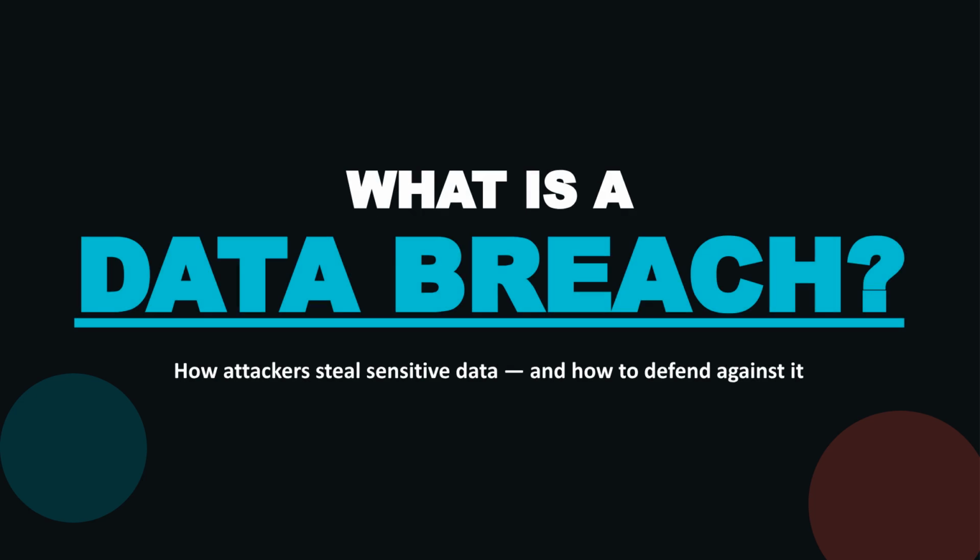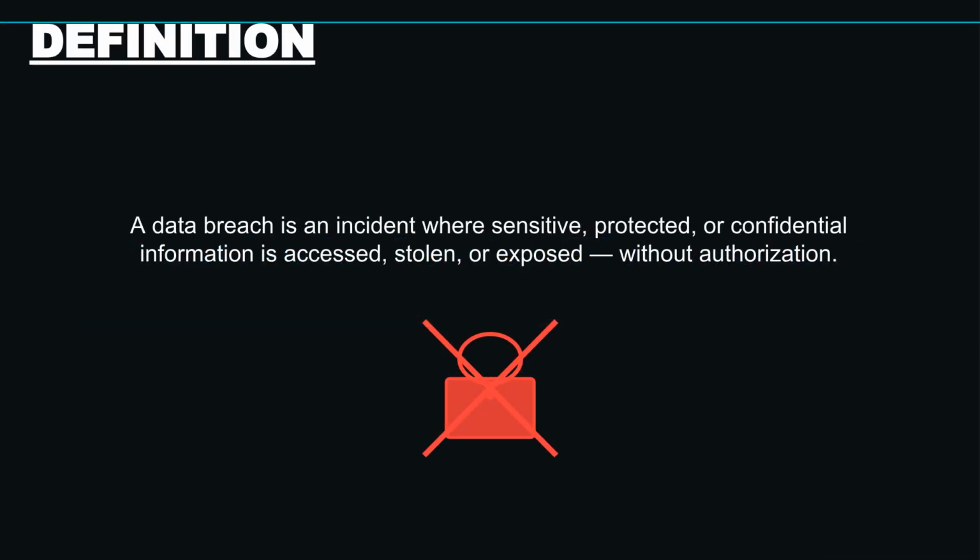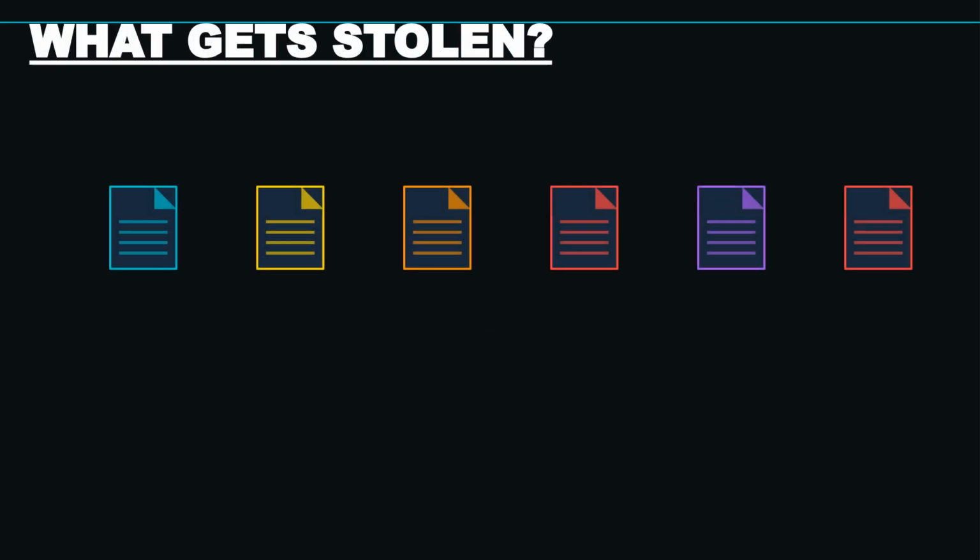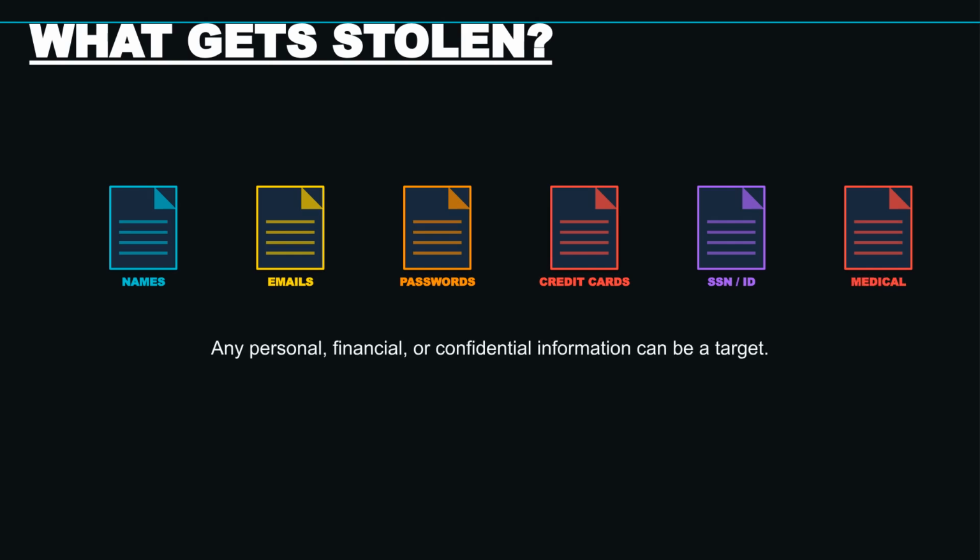This video will cover what a data breach is, how attackers steal sensitive data, and how you can defend against it. A data breach is an incident where sensitive, protected, or confidential information is accessed, stolen, or exposed without authorization. The stolen data can include names, emails, passwords, credit card numbers, social security numbers or IDs, and medical records. Any personal, financial, or confidential information can be a target.